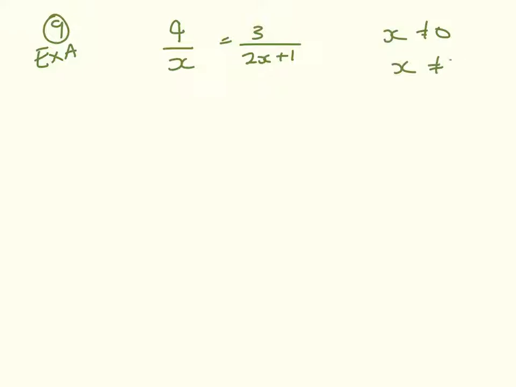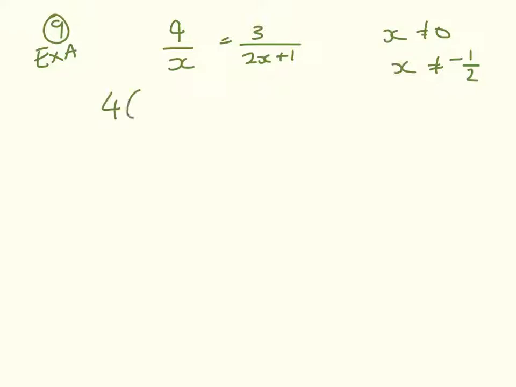Right, so this is question 9 from exercise A. It's 4 over x is equal to 3 over (2x plus 1). So just note at the outset what x can't equal. x can't equal 0, and x can't equal negative 1/2. I just need to check when I get to the end that neither of those two things have turned up in my solution set. I'm going to cross multiply here.